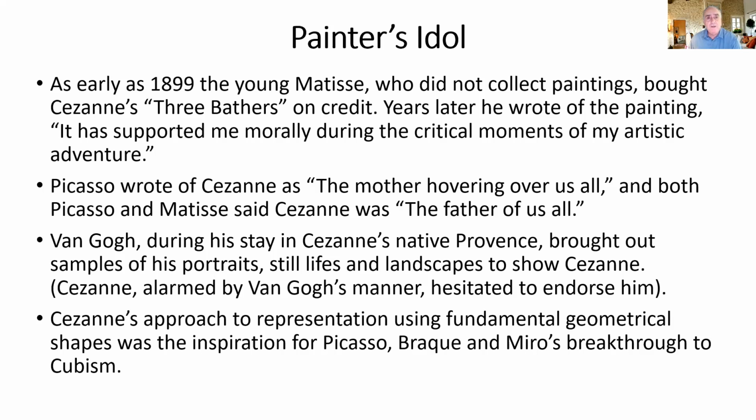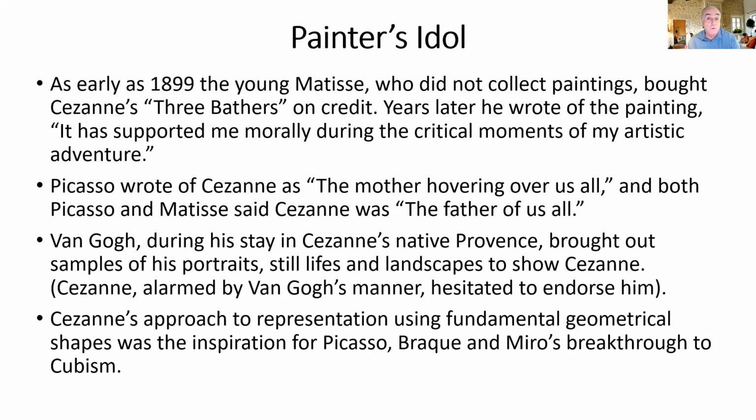Apparently, Cezanne told Van Gogh that he thought they were the work of a mentally disturbed person. I don't know if that's actually true. But the point here is not how Cezanne reacted to Van Gogh. The point here is that Van Gogh held Cezanne in such high esteem that it was Van Gogh who put that situation together when he wanted Cezanne to see his paintings.